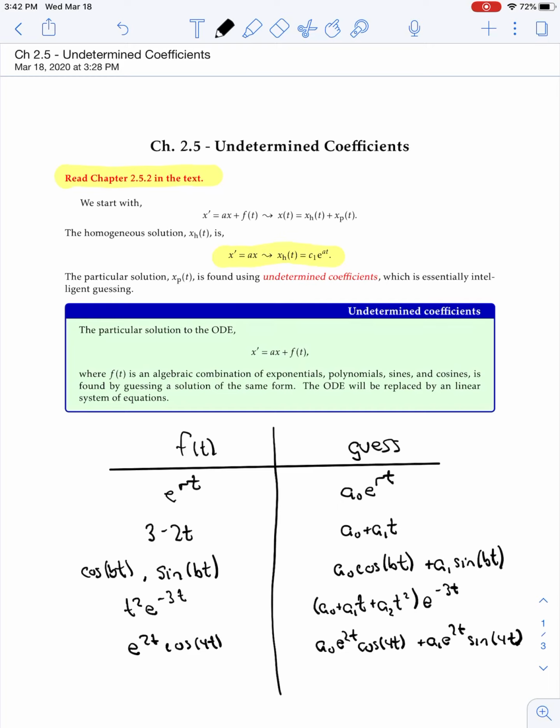In all the cases, you see these a naughts and a1s and maybe an a2 floating around. These are the undetermined coefficients, and this is what we're going to stick into the ODE, and the ODE will tell us what these have to be. And so that's what we'll talk about. We'll go through some examples in the next lecture.